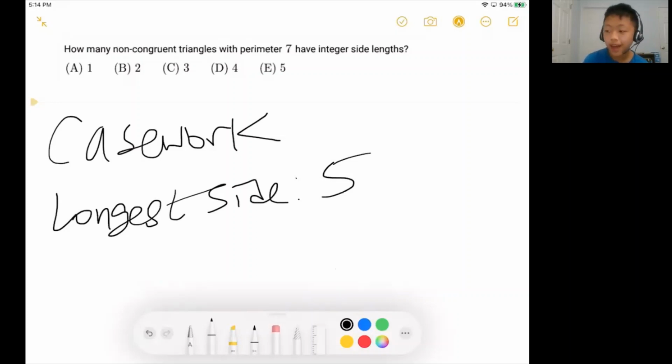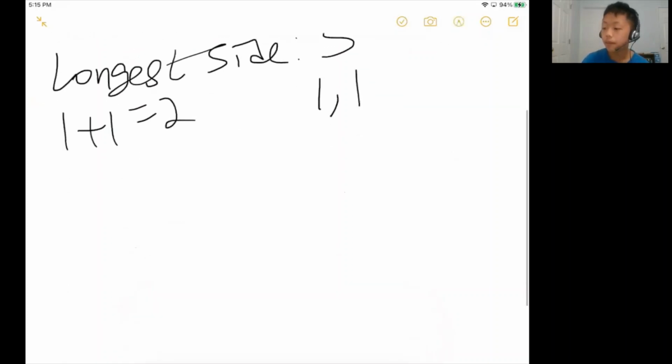So let's say the longest side is 5. In that case, the sum of the other 2 side lengths has to be 2, since the perimeter is 7. The only way that can happen is if the other 2 sides are 1 and 1, right? But this doesn't work either because of the triangle inequality, which states that the sum of any two sides of a triangle has to be greater than the third side. In this case, 1 plus 1 is 2. That's not greater than 5.